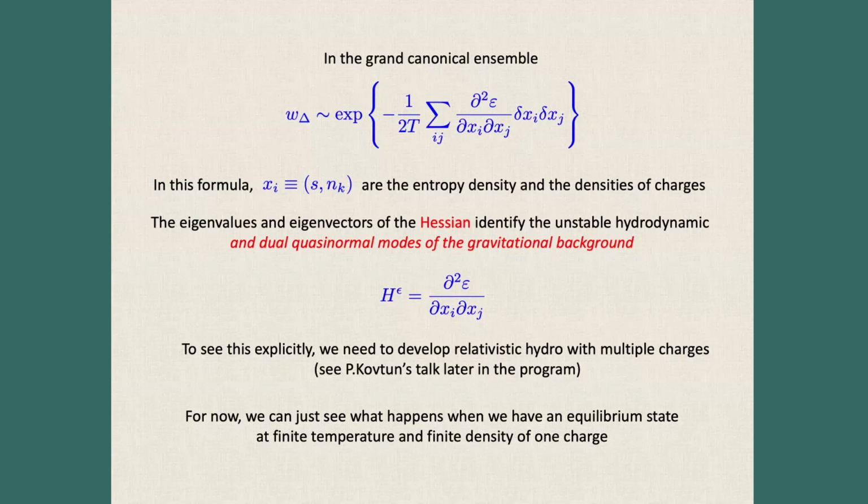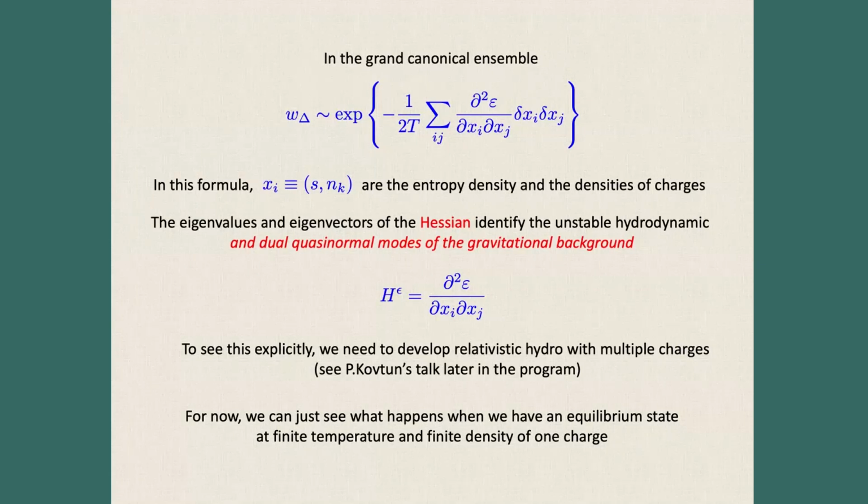So to see how this works explicitly, the goal is to develop hydrodynamics with multiple conserved charges and see how thermodynamic instability coming from the Hessian appears in the hydro modes explicitly. And this predicts which gravity modes in the dual picture will be unstable.